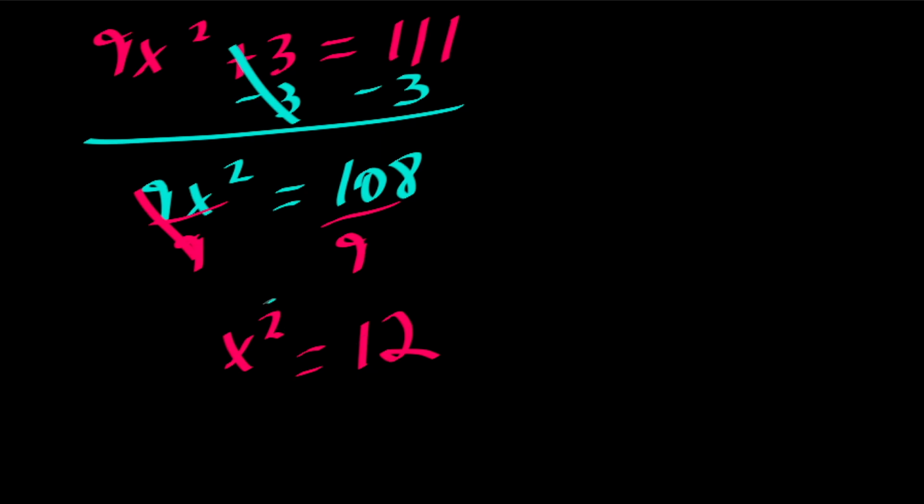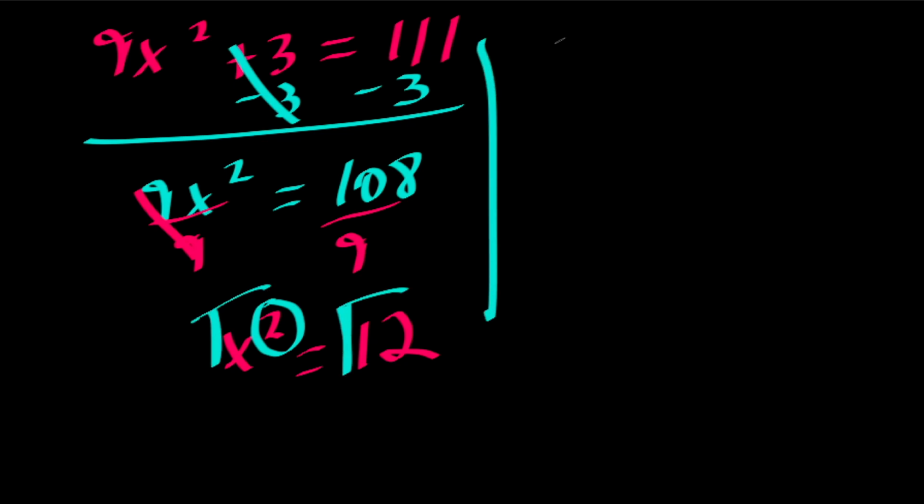So to get rid of this exponent 2, once again, we're going to square root both sides. And we're going to say x is equal to plus or minus the square root of 12. Now, once again, if you were to just plug in the square root of 12 in the calculator, it's going to give you a decimal. And sometimes we don't want the decimal, we want the exact number. So we don't want to do any rounding. We want to just break down this radical.